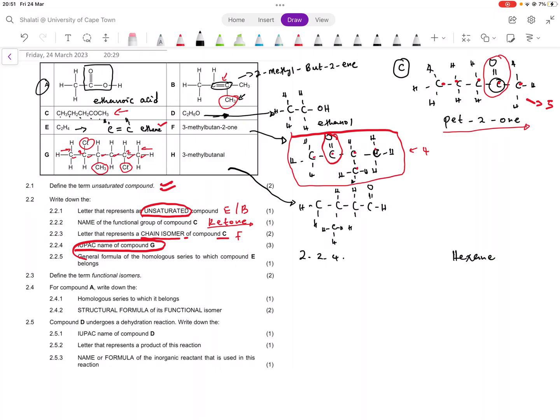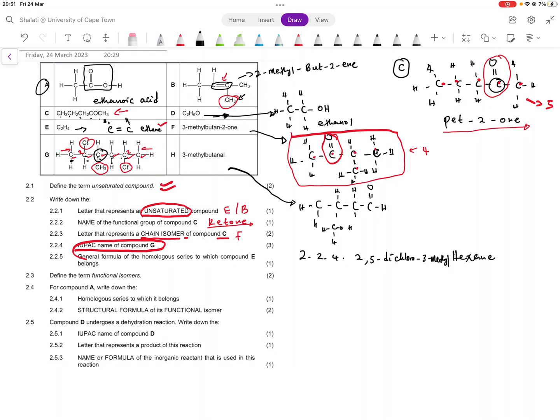So substituents, we have a chloride at number 2, and we also have a chloride at number 1, 2, 3, 4. So no, 1, 2, 3, 4, 5. So it's 2,5 dichloro. Then you check at number 3, you have a 3 methyl. So your name is 2,5 dichloro 3 methyl hexane in alphabetical order.